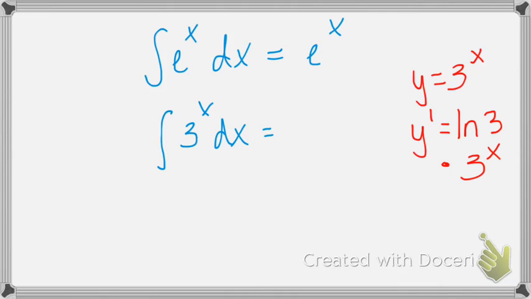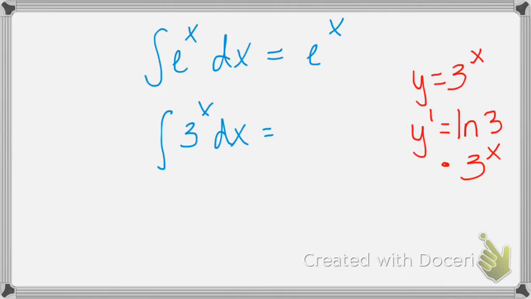Okay? So whenever you have something that's not e, like if it's a 3 or a 2 or a 5, something to a power like that, with the derivative, you multiply by the natural log of whatever that number was. See, with e to the x, the reason that works out is because natural log of e is 1. So that's the reason we don't even use that part of it when we have e to the x. But if it's another number, you have to multiply by that natural log of 3.